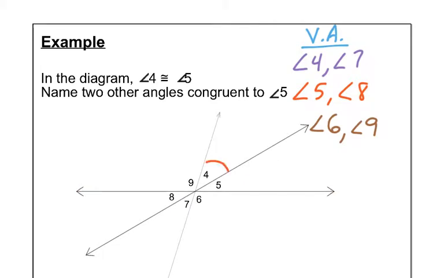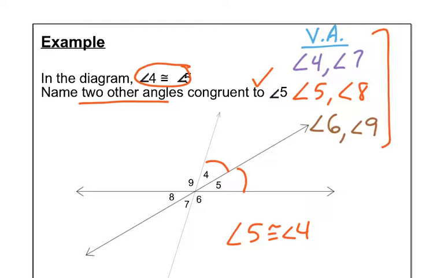Let me go back and mark the picture. So we said that 4 is congruent to 5 from the beginning. Can we name 2 other angles that are congruent to angle 5? All right, so we already know that angle 5 is congruent to angle 4. Why? Because they're given. They gave it to us. But now you made a list up here of other vertical angles. That means they all have to be congruent. These 2 are congruent to each other, these 2, and these 2, right?